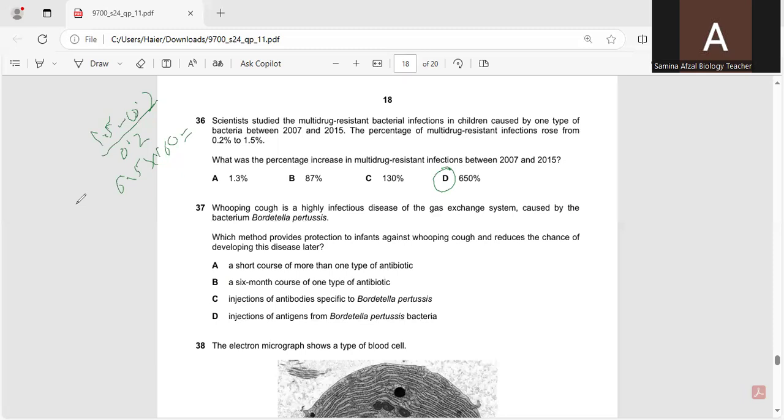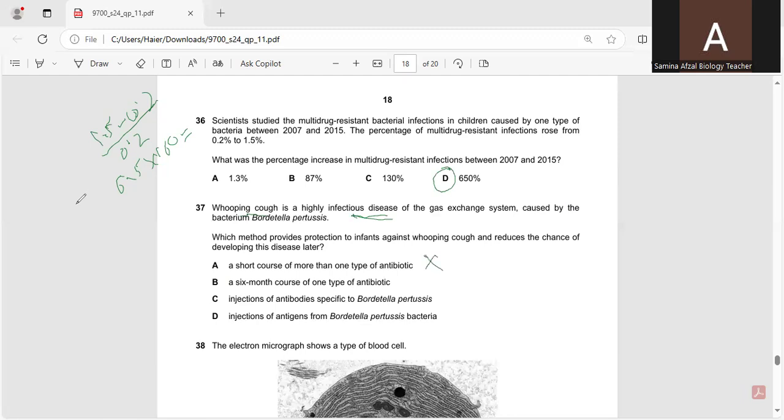Now question: whooping cough is a highly infectious disease of the gas exchange system caused by the bacterium Bordetella pertussis. Which method provides protection to infants against whooping cough and reduces the chances of developing this disease later? A short course of more than one type of antibiotic. No, they are talking about the whooping cough, a highly infectious disease.